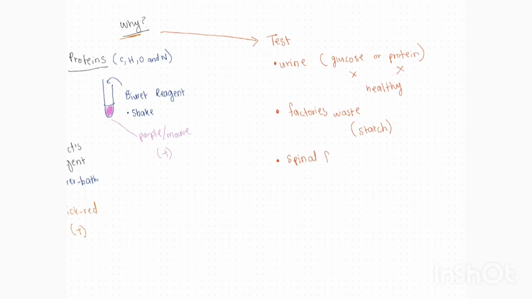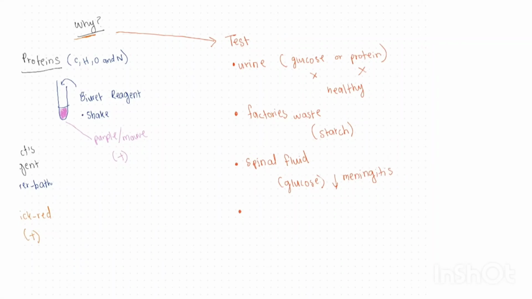And this one is really important, spinal fluid for glucose. One of the tests that's done to test for meningitis is to check the concentration of glucose in the spinal fluid, because patients who have meningitis apparently have a low concentration of glucose. Their glucose concentration falls.